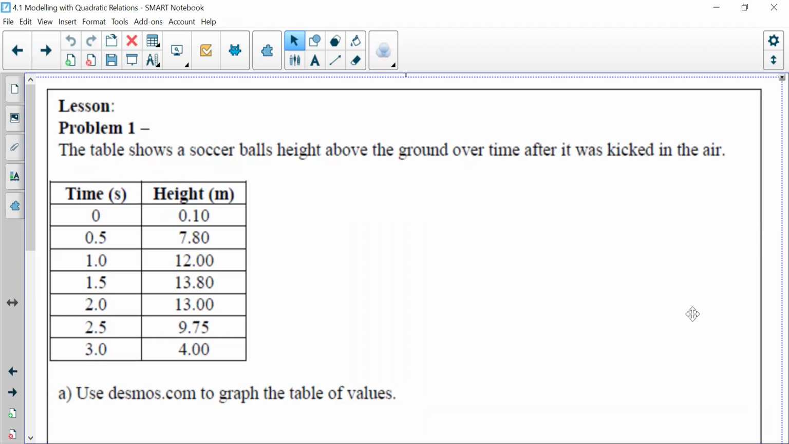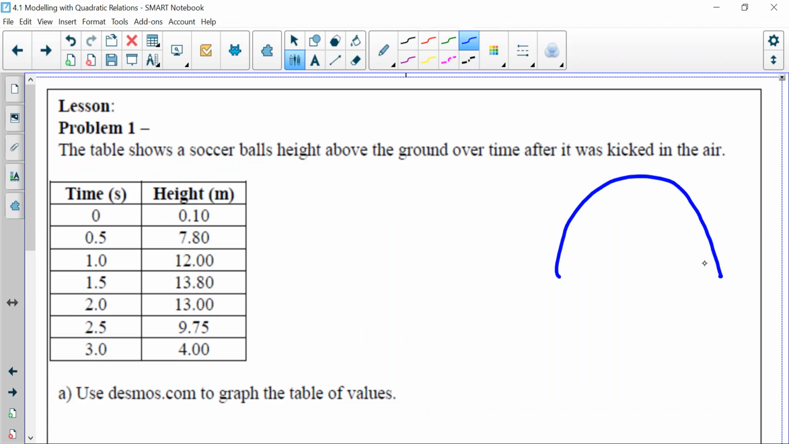This is showing a soccer ball that is kicked into the air. I think you can imagine what that path looks like, right? And if you watch the video, you know that a quadratic function has a parabolic shape. The soccer ball gets kicked, it goes up, and then it lands back down on the ground, right? And this is due to gravity.